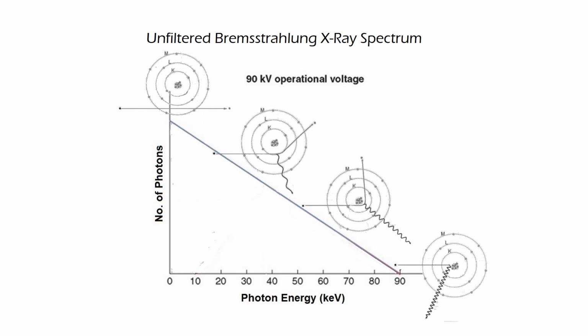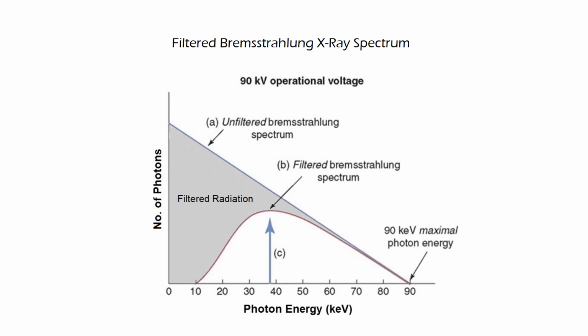Now let us see how this plot of the Bremsstrahlung X-ray spectrum is affected by filtration. Filtered Bremsstrahlung X-ray spectrum. This figure shows both the unfiltered and filtered Bremsstrahlung energy distribution for a 90 kV acceleration potential difference. The unfiltered Bremsstrahlung spectrum, A, that we previously discussed, is illustrated by a straight line.